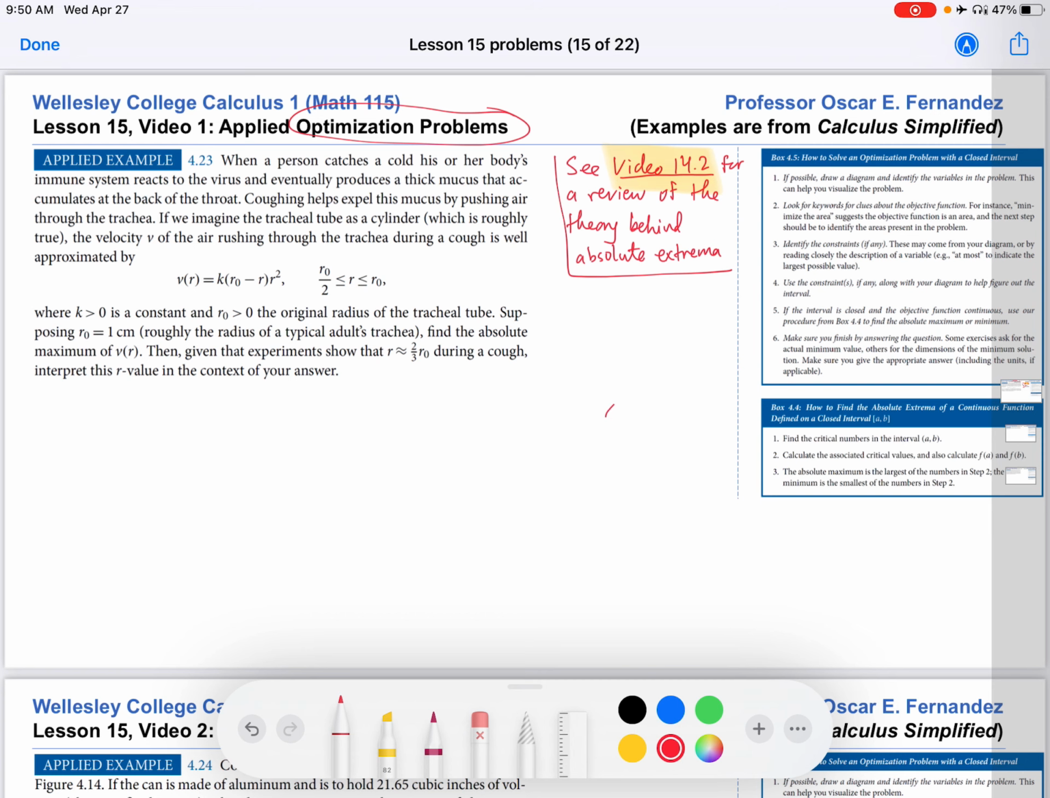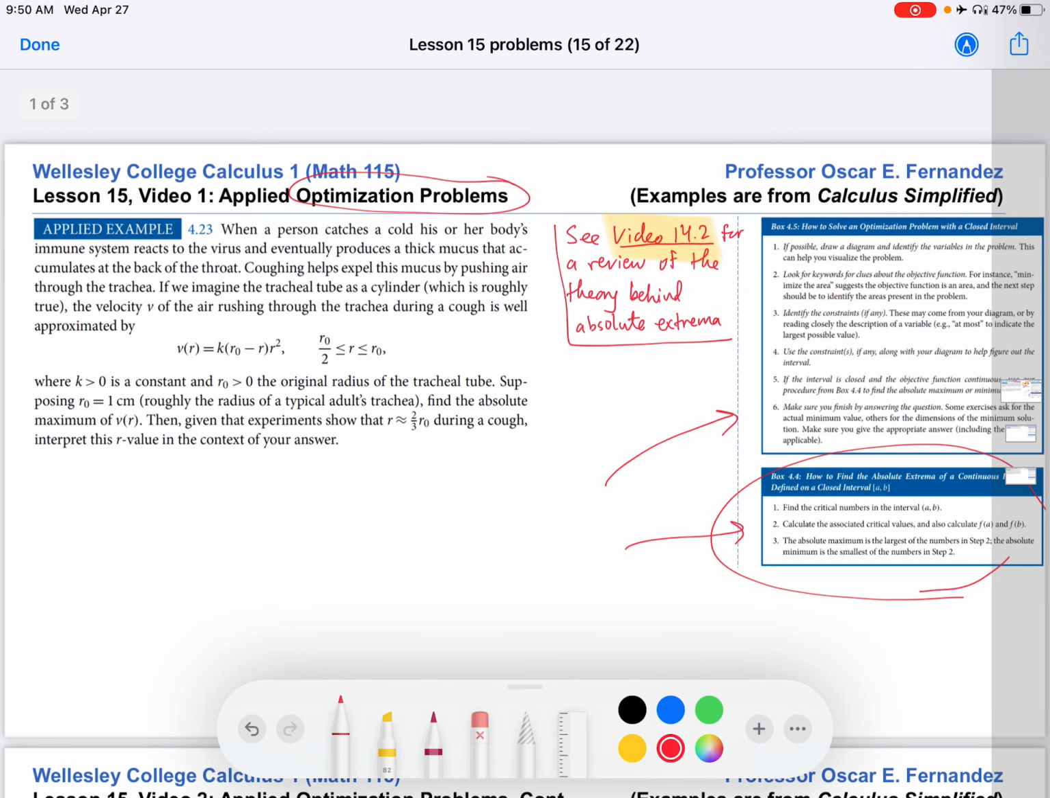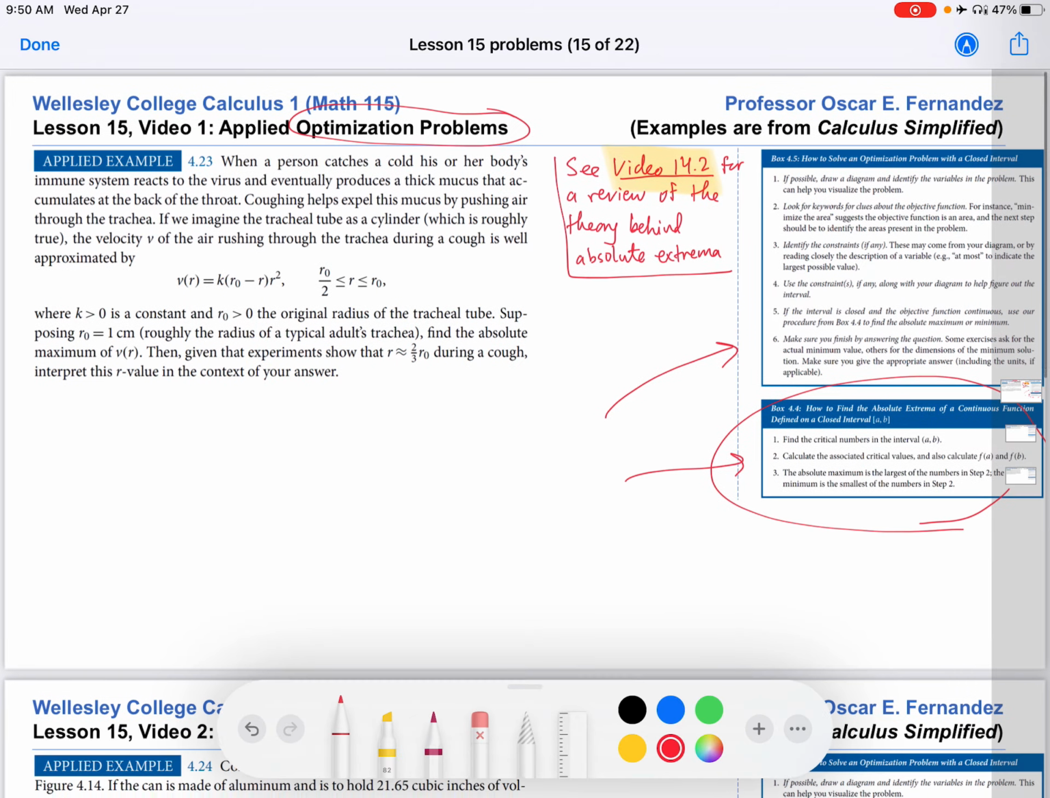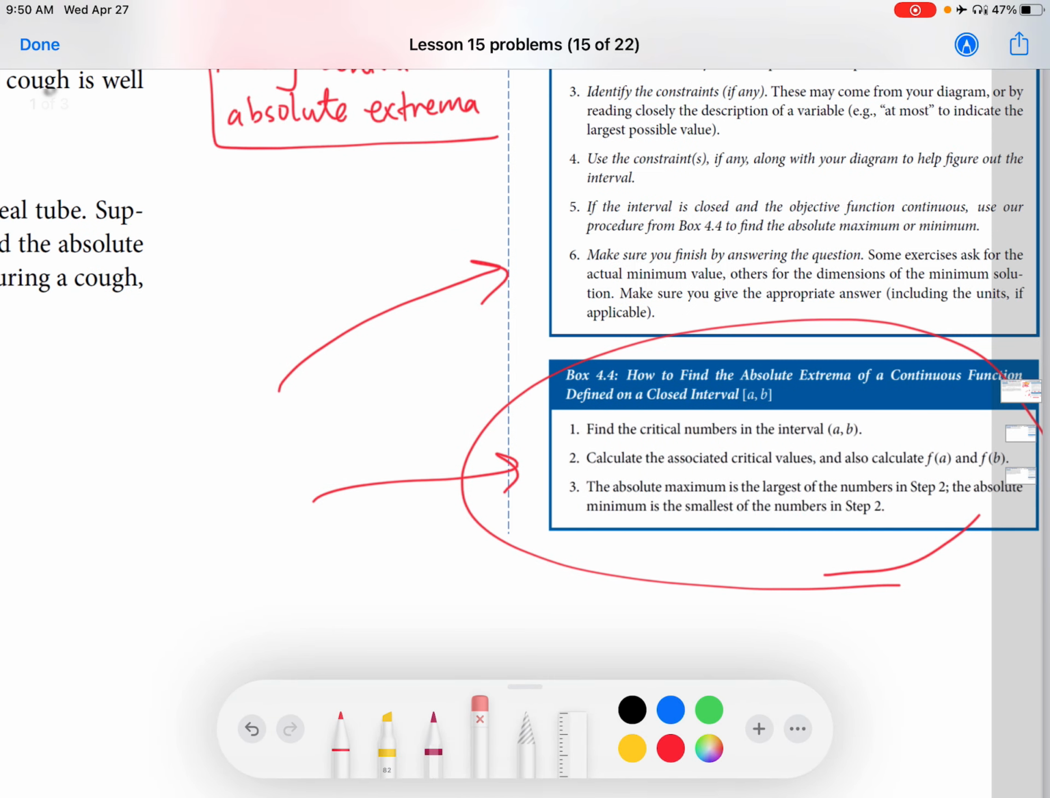Over here on the right hand side, you'll notice 2 big boxes. I'm really only going to use this box for this particular example in this video. What are these 2 boxes? So I'll zoom in a little bit here. This box that I circled is how to find the absolute extremum or extrema of a continuous function defined on a closed interval. We'll see in this example in a minute that that's exactly what's going on.